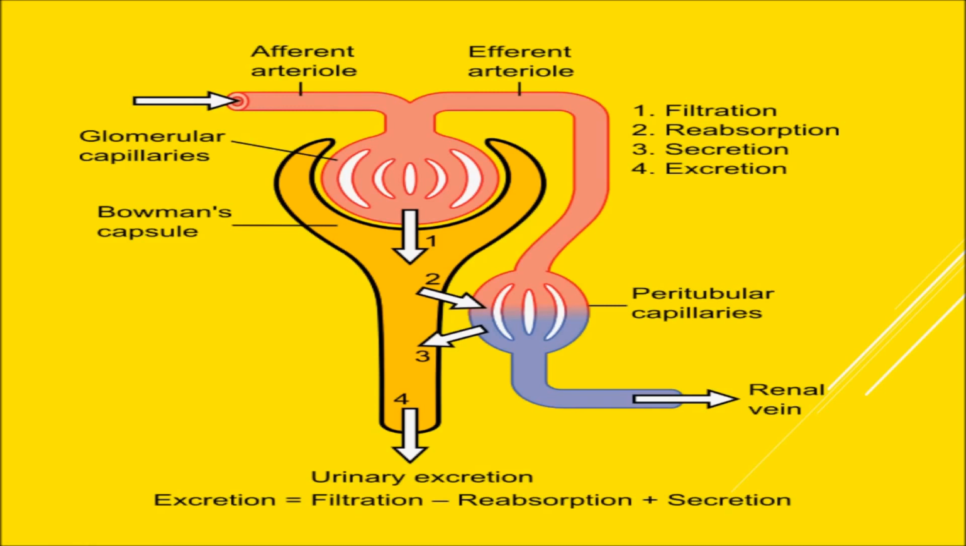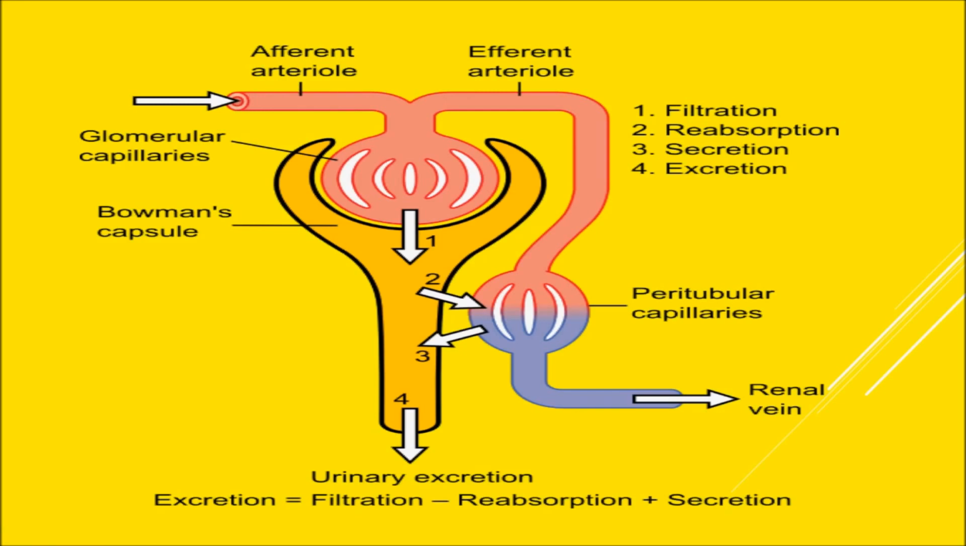The afferent arteriole is a branch of the renal artery that enters the Bowman capsule, and it forms a knot of capillaries which we call glomerular capillaries. The blood leaves the glomerulus through the efferent arteriole. See, this is the efferent arteriole. The diameter of the afferent arteriole is wider than that of the efferent arteriole, and hence the blood in the glomerulus is under pressure.